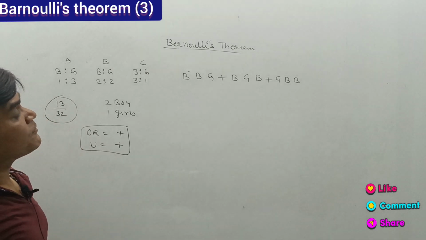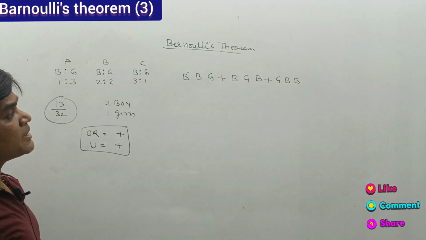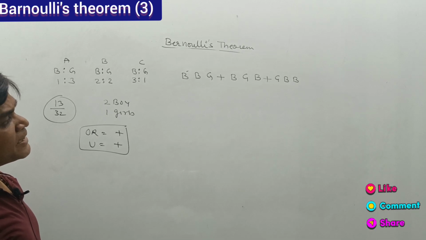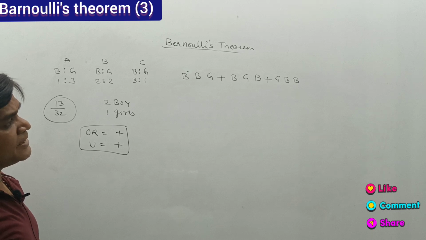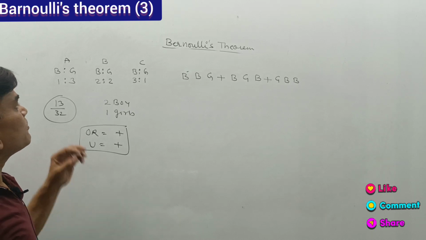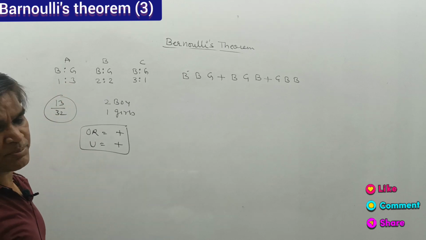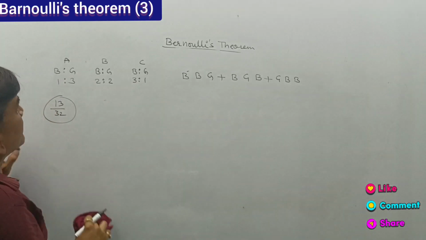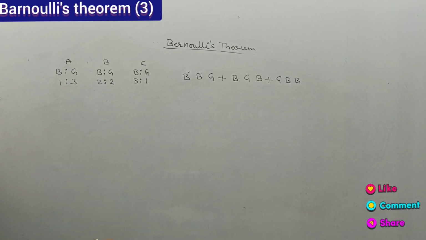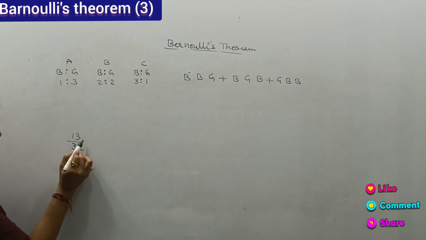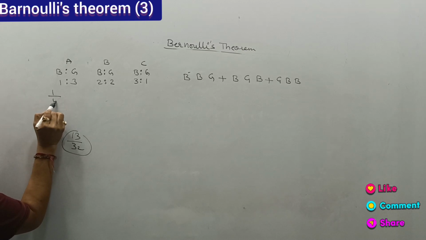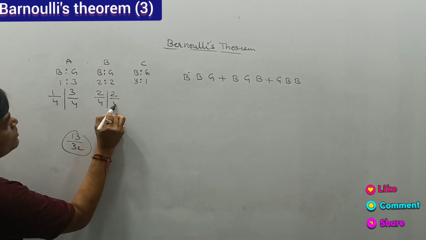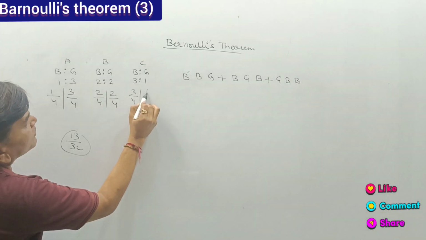So it may be possible that in the first group a boy is selected, in the second group also a boy is selected, and in the third group a girl is selected. Or in the first group a boy is selected, in the second group a girl, and in the third group a boy. Or from the first group a girl is selected and from the second and third groups boys are selected. 13 upon 32 is the answer, we have to calculate 13 upon 32. For getting a boy, that is 1 upon 4, and getting a girl, that is 3 upon 4. Second group: boy 2 upon 4, girl also 2 upon 4. Third group: boy 3 upon 4, girl 1 upon 4.